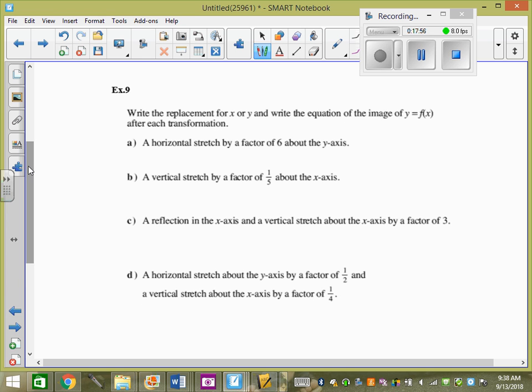Actually, I don't want to do this. Sorry, I skipped example 9. Go to example 9. So they want us to write an equation. Write the replacement of x or y and write the equation of the image of y equals f of x.